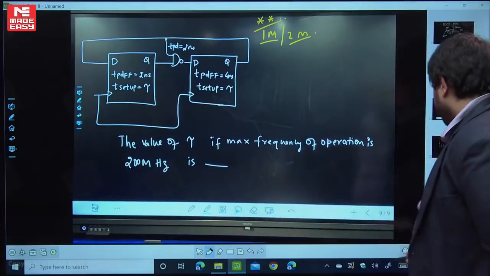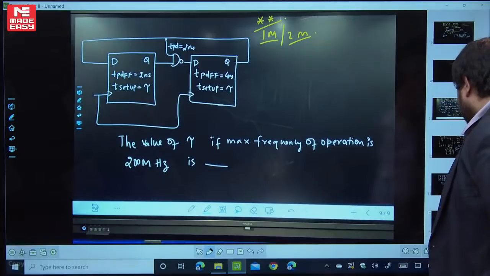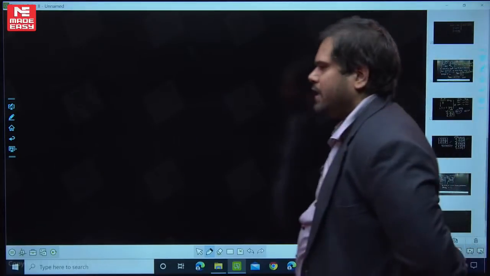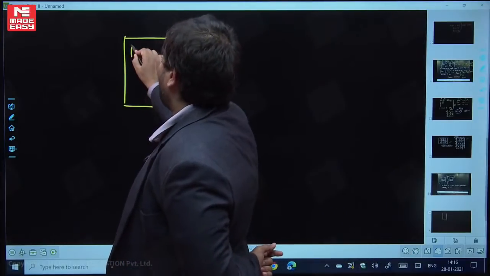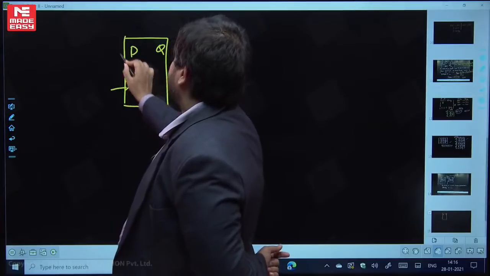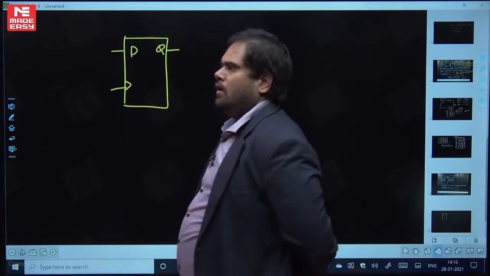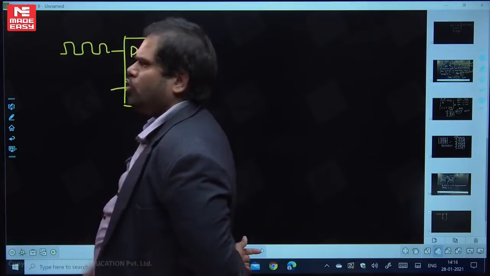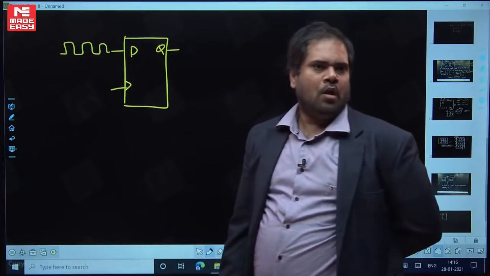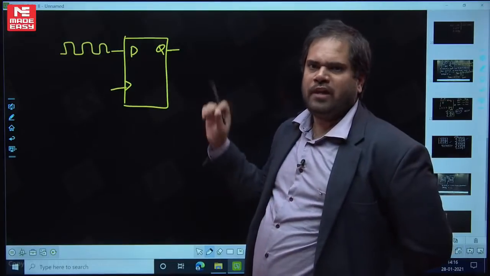So now let's understand what is the setup time, hold time. Suppose let's take a D flip flop, D or T whatever. You are giving some inputs here. Whatever input you give, processing should take place.